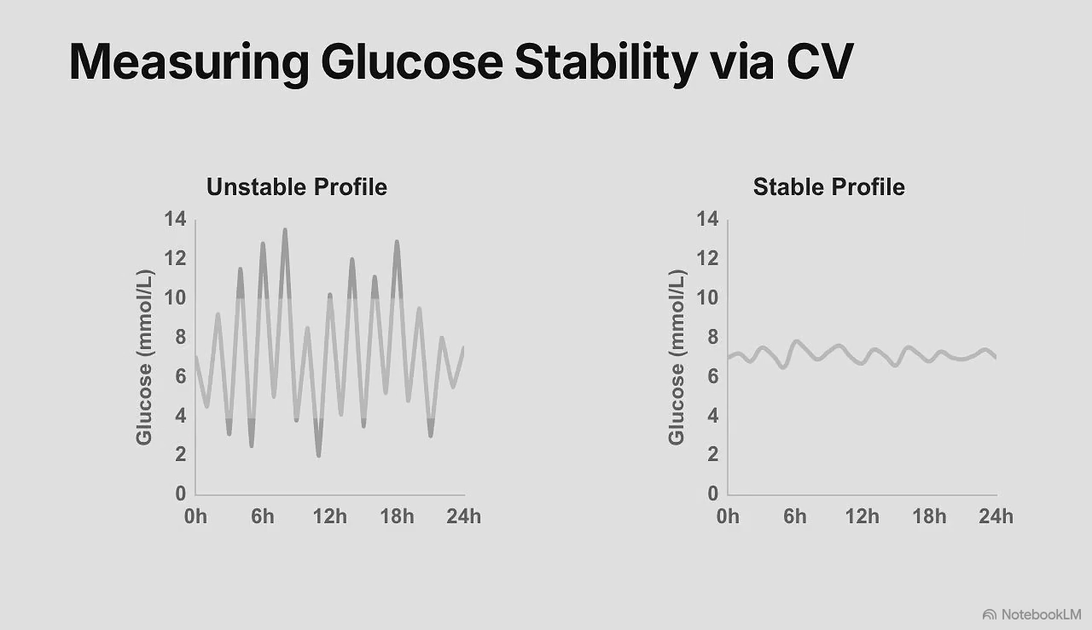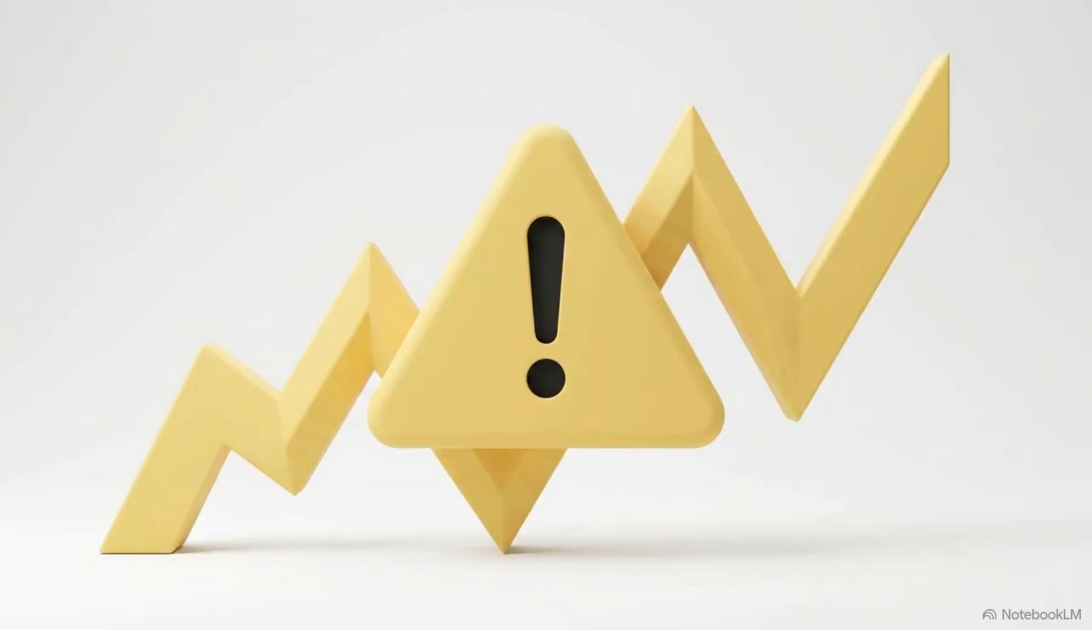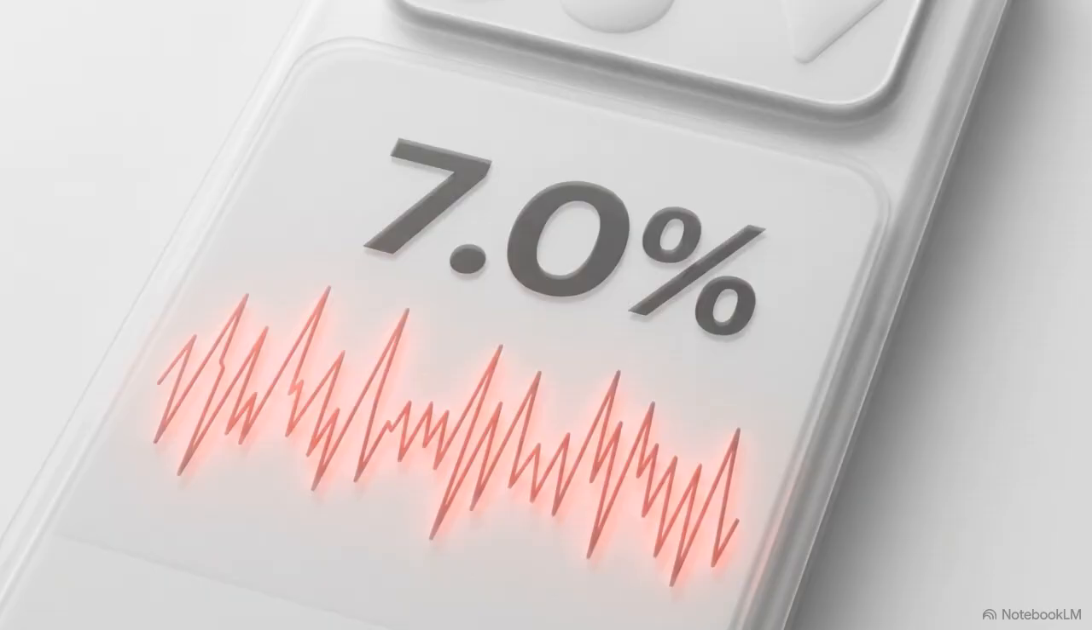Next, we evaluate the coefficient of variation, or CV. This metric quantifies how widely the patient's glucose levels swing throughout the day, and the clinical target is less than 36%. The CV is highly predictive. Elevated variability values tell us the patient is at a significantly higher risk for future episodes of severe hypoglycemia, even if their current averages look acceptable.